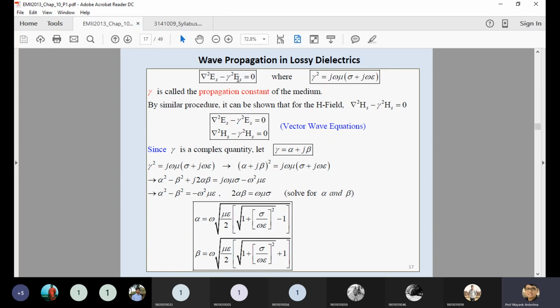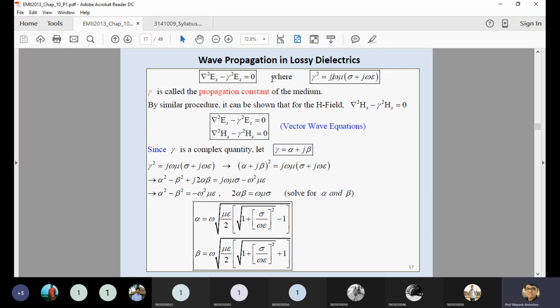In both sides, you are getting the electric field. So from this equation, you can easily find out this gamma square parameter, which depends upon your angular frequency, the conductivity, and the electrical and magnetic properties of the material. So this gamma is basically a combination of the attenuation constant plus the phase shift constant. So that's why you get the term alpha plus j beta.